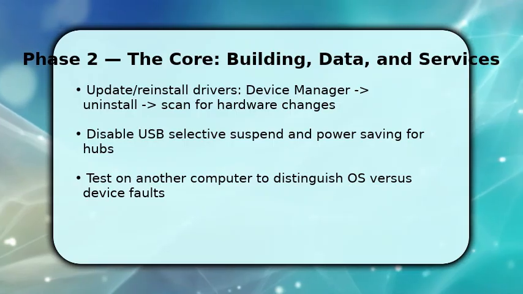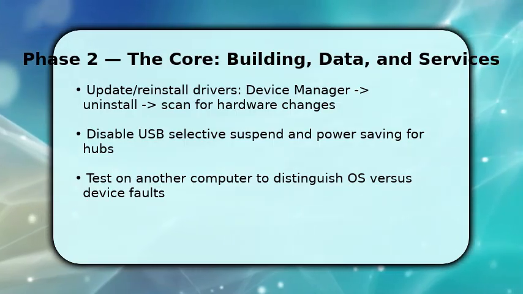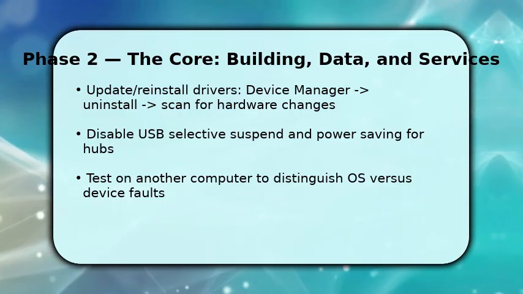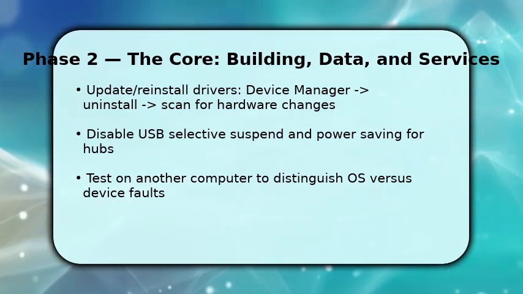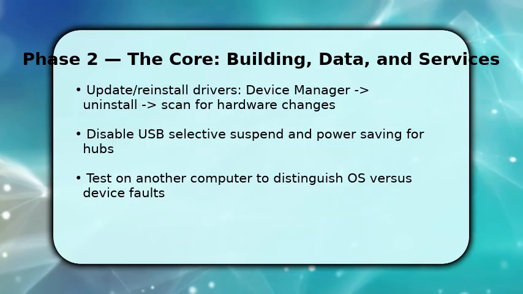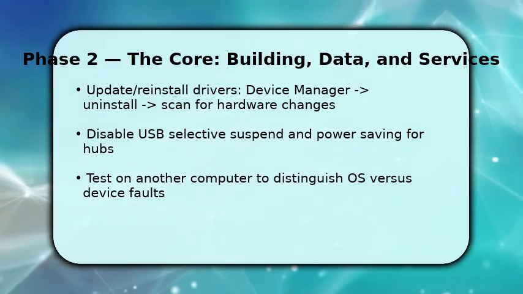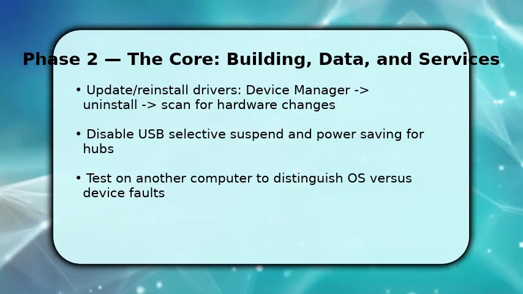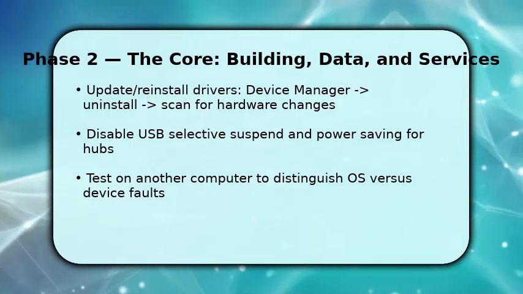Next, focus on software and power behavior. In Device Manager, uninstall the device driver, then scan for hardware changes to force a fresh driver install, because corrupted drivers often create disconnects. Also change power settings, disable USB selective suspend, and turn off power saving for USB hubs, so the system won't cut power mid-transfer.